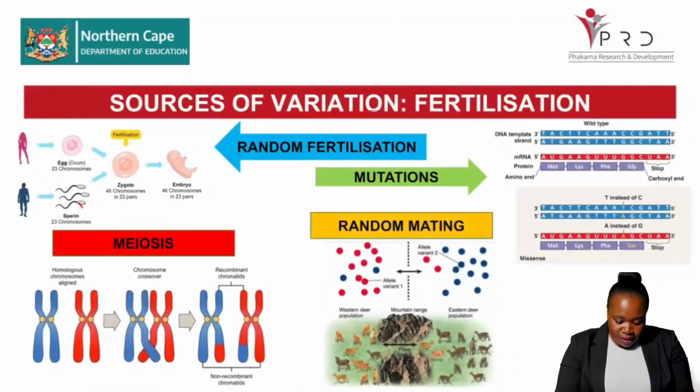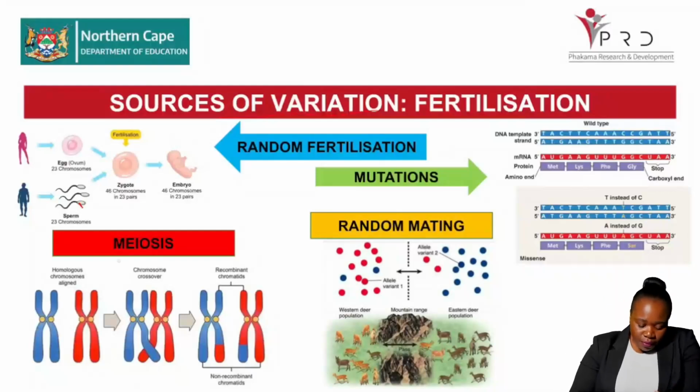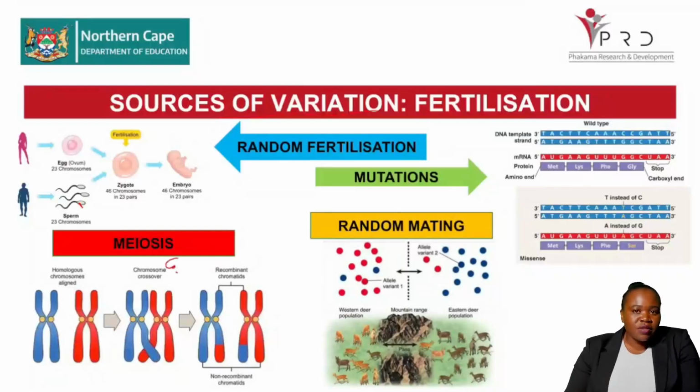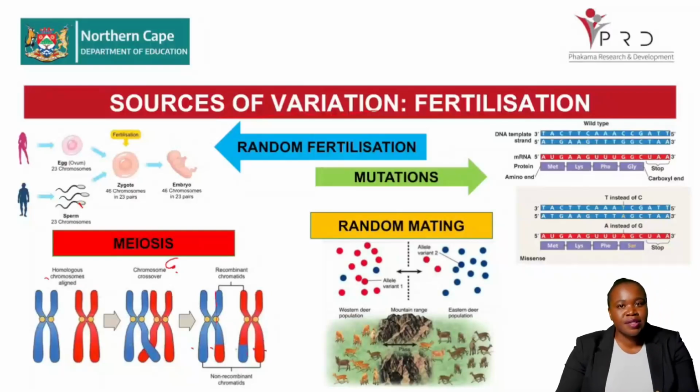Next, we have meiosis. Under meiosis, we look at crossing over and random arrangement of chromosomes at the equator. So here we look at crossing over, which is what we are seeing here, as well as the random arrangement of chromosomes at the equator. Remember, because these chromosomes are looking like this, and at the end of the process of crossing over, they are now looking different. It means that the cells that are going to be produced at the end of meiosis are going to be completely different from each other.